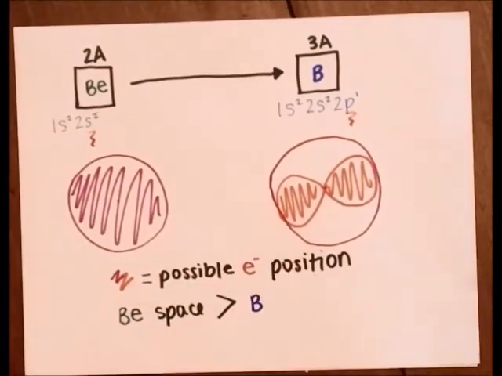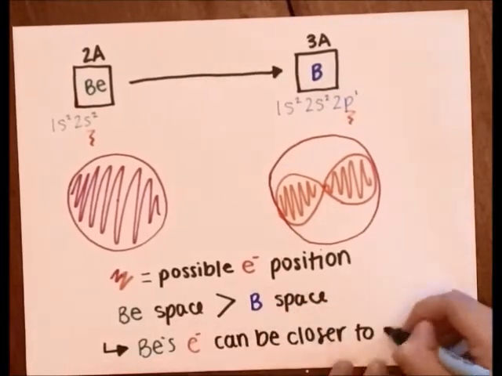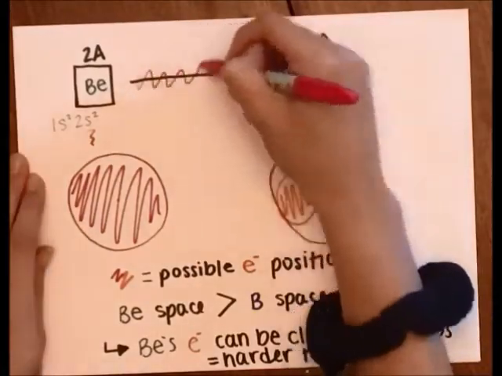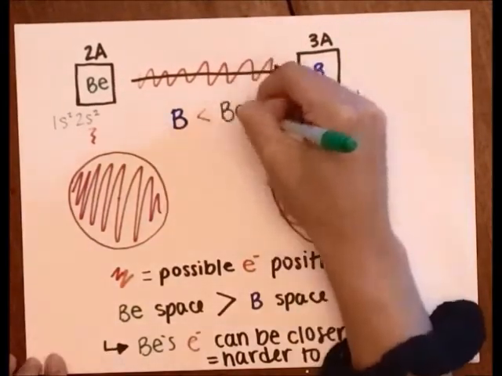The fact that beryllium's outermost electron has more potential to be closer to the nucleus makes it harder to remove than boron's due to the increased possibility of attraction, thus making boron's ionization energy less than that of beryllium's outermost electron, despite the general trend.